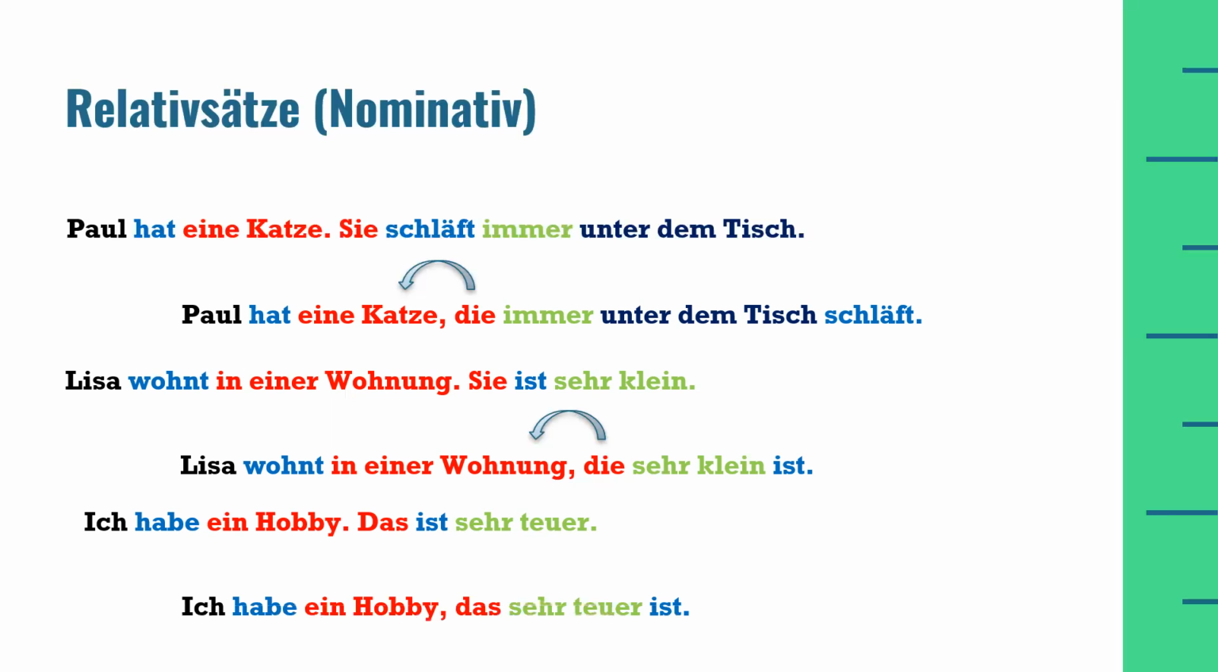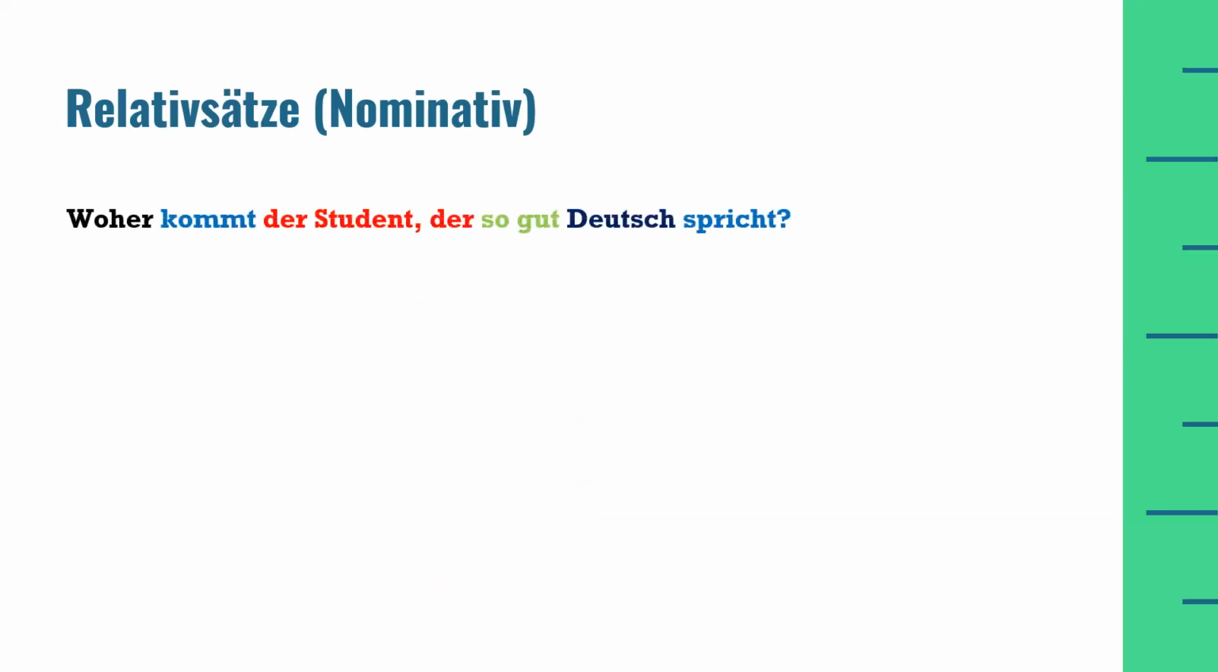Now, if I want to put these sentences in relative sentence format, it would be: Ich habe ein Hobby, das sehr teuer ist. What we are referring to with this "das" is the hobby. We are giving more information about the hobby in the Nebensatz. So we will use the relative pronoun "das" for the hobby, or the noun about which we are giving more information in the Nebensatz. Let's look at some other examples.